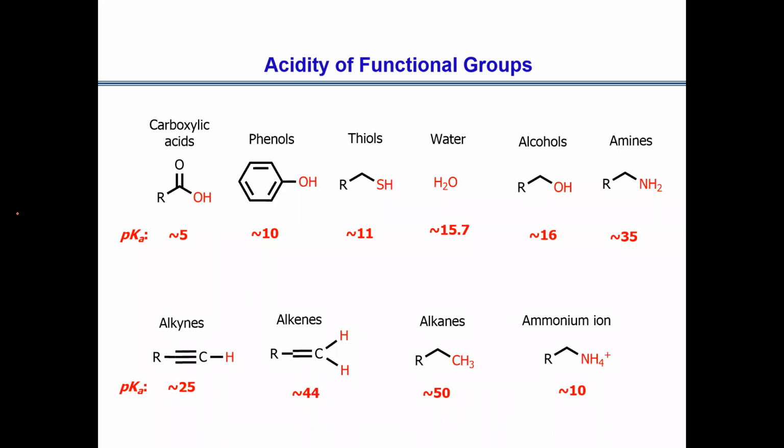So in this chart, what do you think? Which one is the strongest acid? Which one is stronger in this chart? Carboxylic acid, absolutely, with the pK value close to 5. So if we talk about pH, pH is the measure of the concentration of hydrogen ions, right?